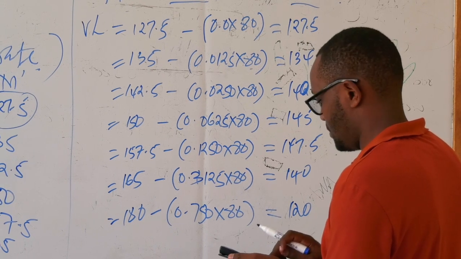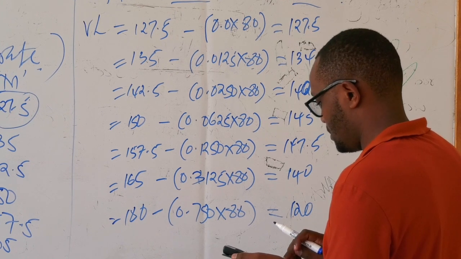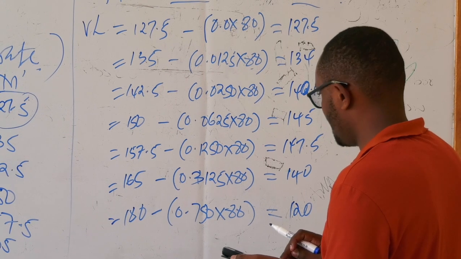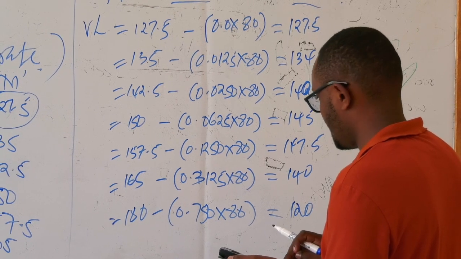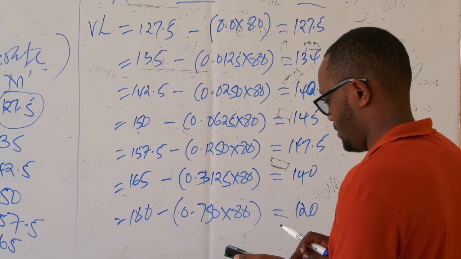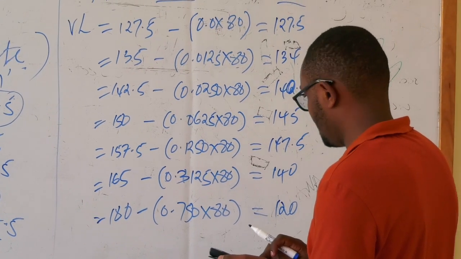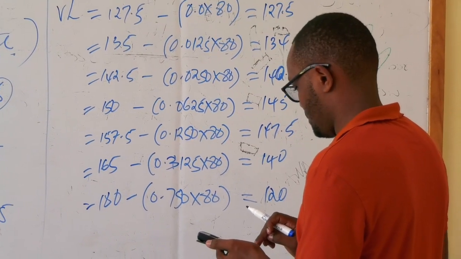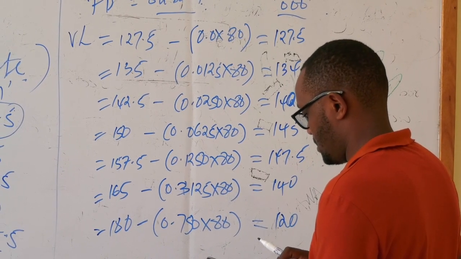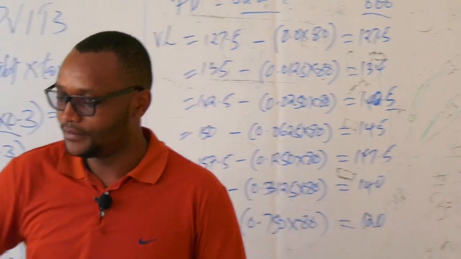0.125 times 80, minus the answer, is okay. 0.3125 times 80, minus 165, minus the answer 140. Then 0.75 times 80, minus 80, minus the answer 120. It's okay, it's okay. So you find everything is okay.